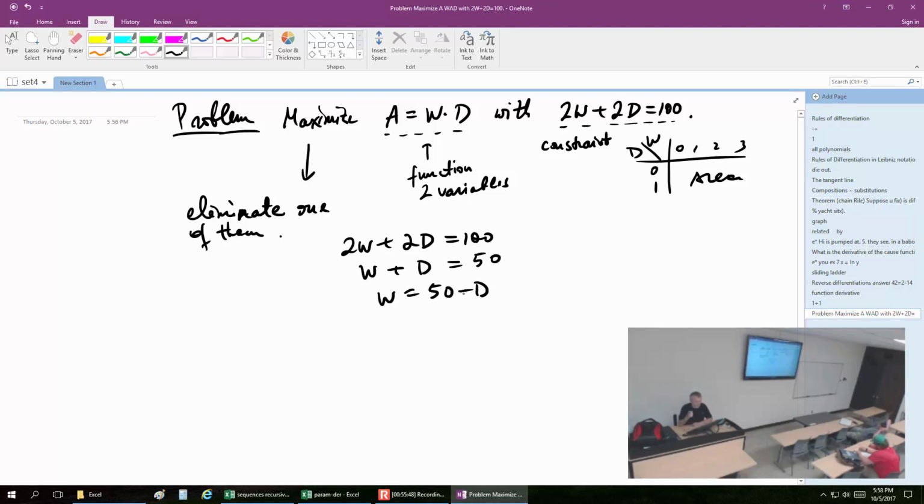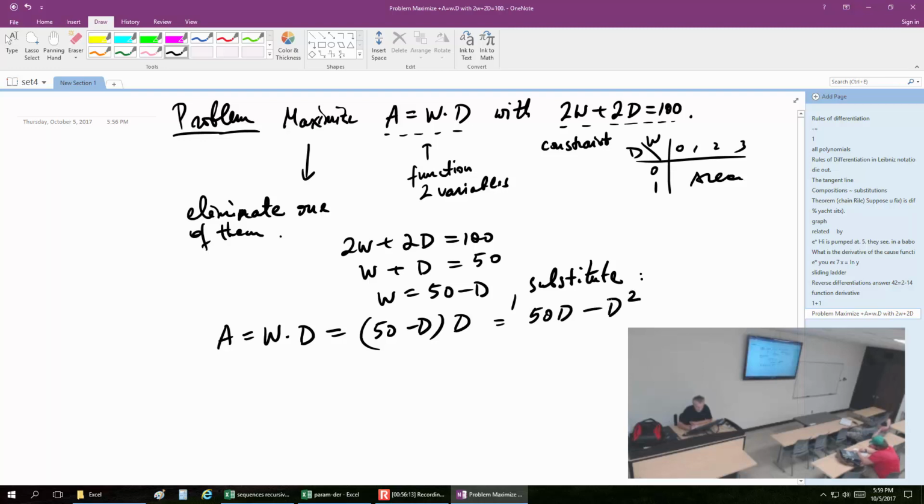Okay, so that expresses one variable explicitly in terms of the other, and I just substitute it into A. So I have A is equal to w times d, which is 50 minus d times d, which is 50d minus d squared. So let me restate the problem. Maximize A equal to 50d minus d squared.